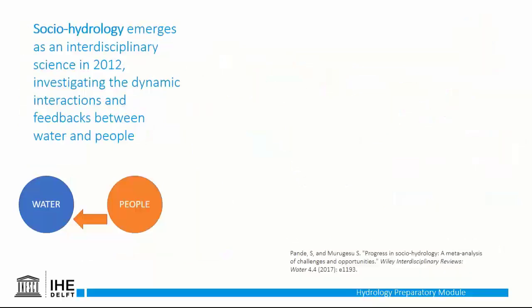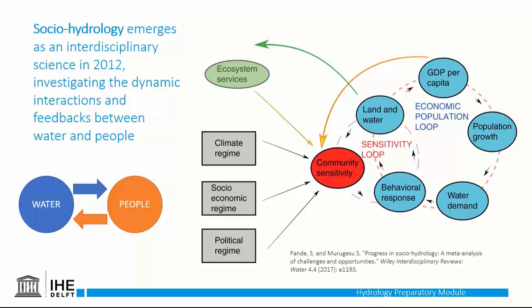While human influences on the hydrological cycle have been noted throughout the history of hydrology, the subdiscipline of sociohydrology and its focus on the dynamic interactions and feedbacks between water and people emerged only in recent years. Sociohydrologists probe much more deeply into these dynamics, considering how the availability of water or protection from its hazards accelerates socioeconomic development in, for example, an economic population loop, and how continued growth along this loop leads to increasing community sensitivity over related environmental degradation or negative social impacts. Sociohydrology is still in its early days and is developing rapidly. The review paper by Pande and Sivapalan is available for you in your readings if you'd like to learn more.